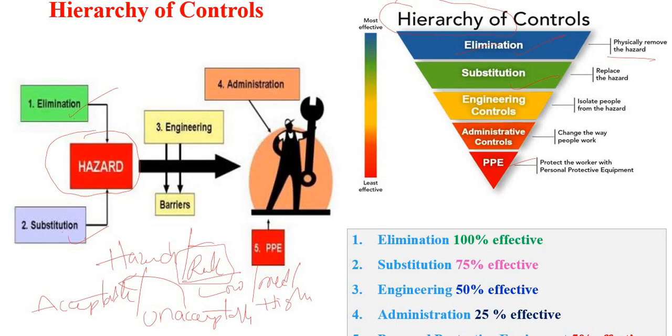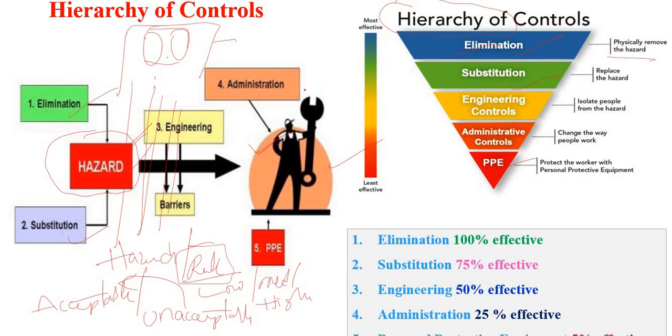And engineering control acts as a barrier between the employee and the hazard. Suppose there is an unguarded machine, a chain drive with a sprocket. Engineering control will put a fixed guard. Now this employee, contractor or person can't come into contact with the hazard. So engineering control acts as a barrier between hazard and people.